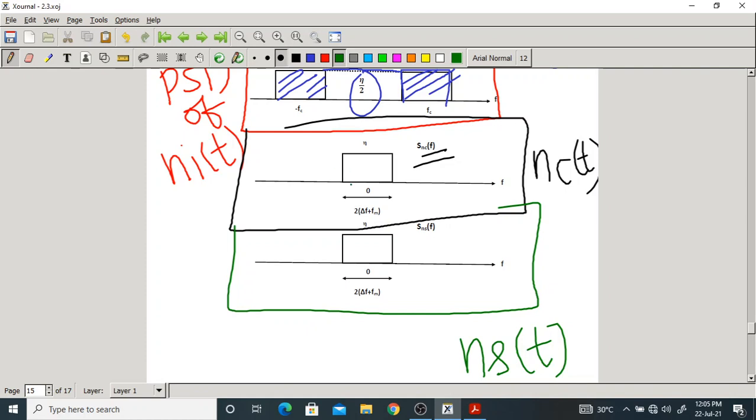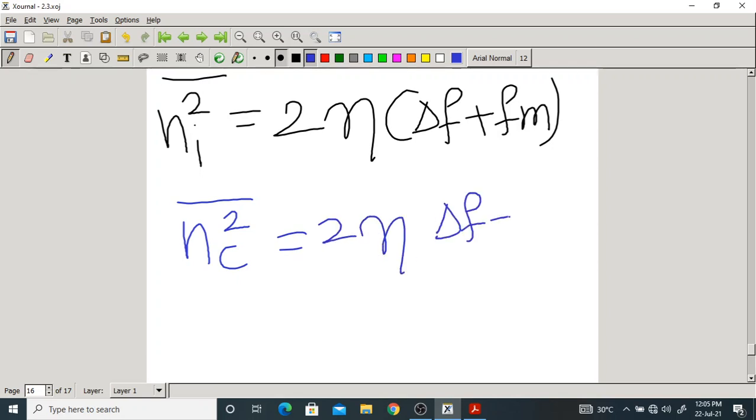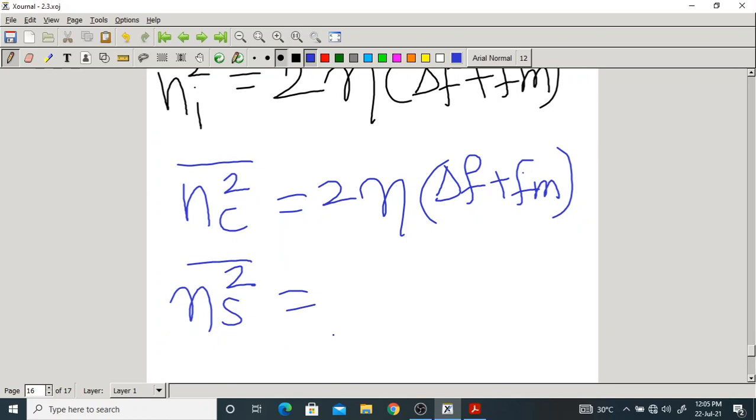So what is this area and what is this area? Eta into 2 into delta f plus fm. Same thing for this last diagram, eta into 2 into delta f plus fm. Obviously the power of nc of t, nc square bar, equal to 2 into eta into delta f plus fm. Obviously the power of ns of t is the same, 2 into eta into delta f plus fm.